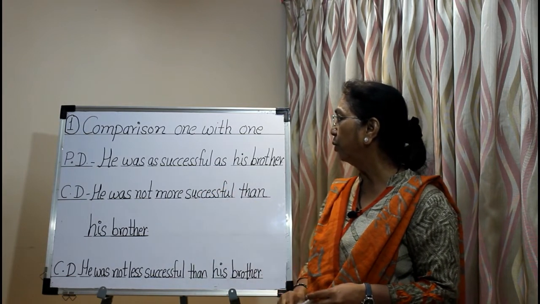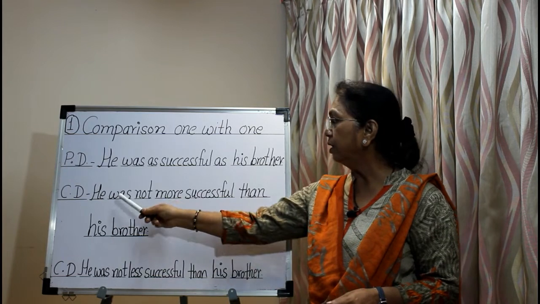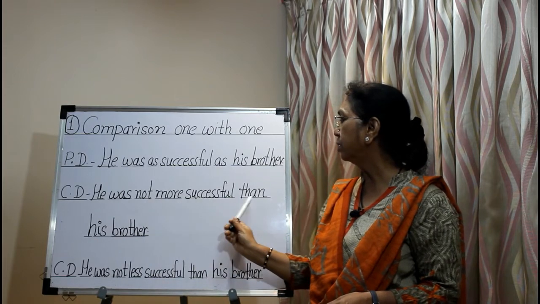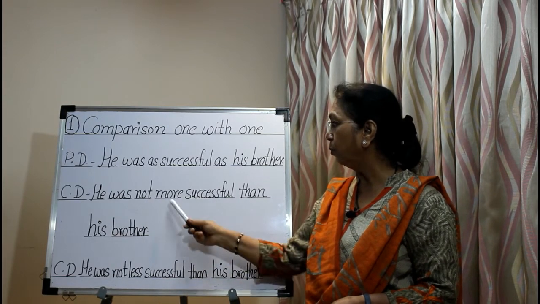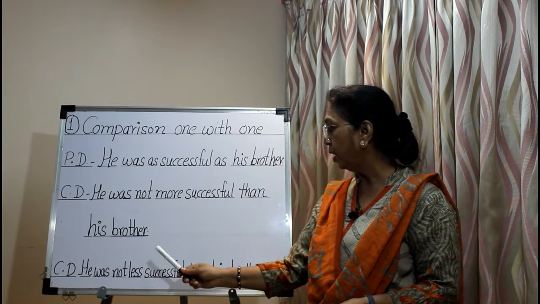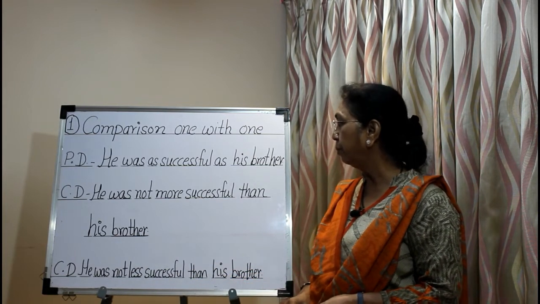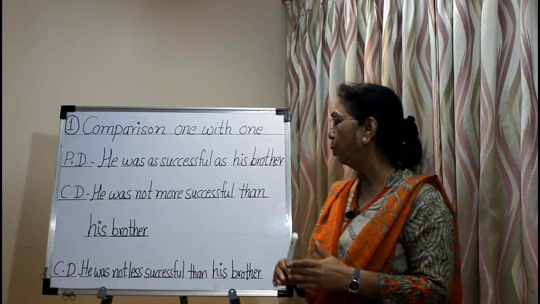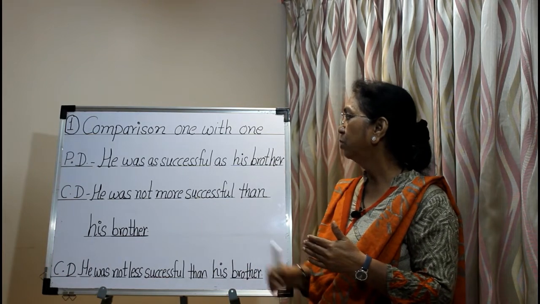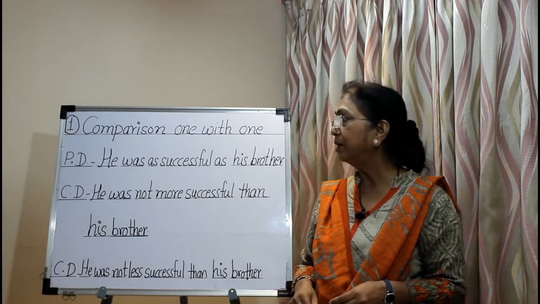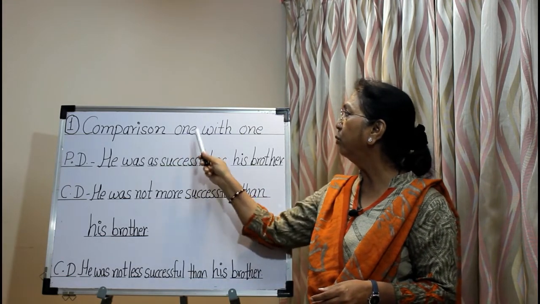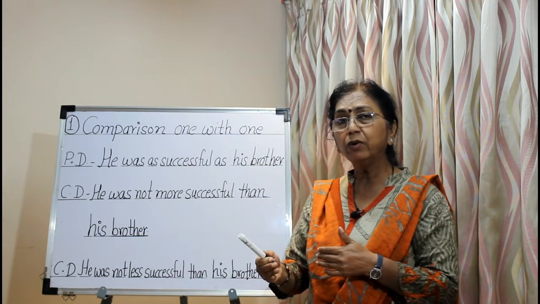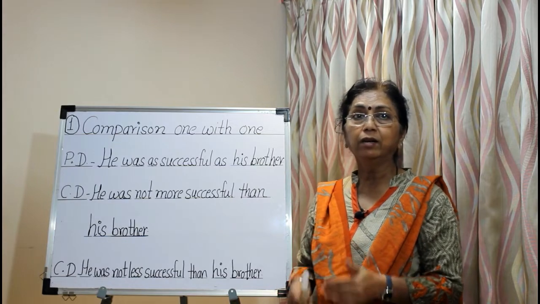As both are equally successful, in comparative degree we write, he was not more successful than his brother, or we can also say, he was not less successful than his brother, because he and his brother are equally successful, not more or not less. So these are the examples of comparison between one with one when the qualities are unequal or the qualities are equal.